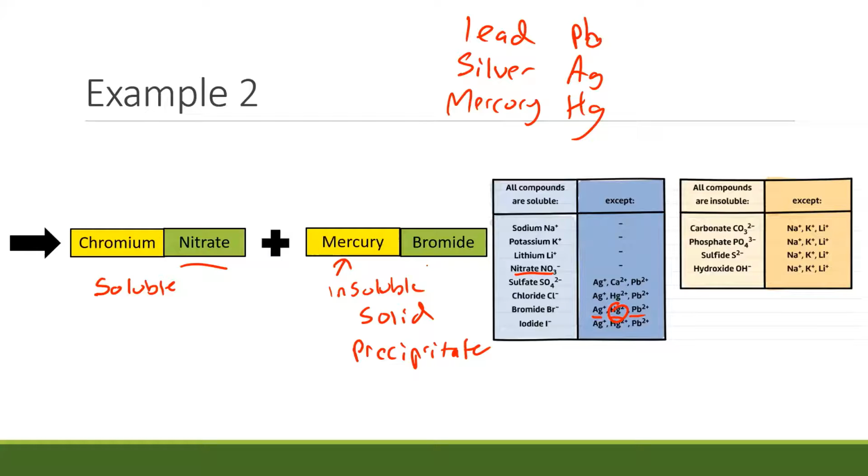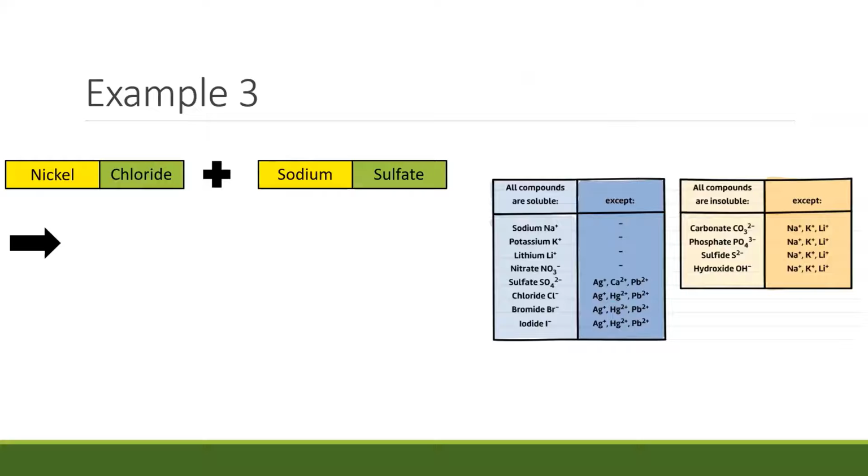Let's keep going. The next one is nickel chloride with sodium sulfate. So this is going to swap. The nickel is going to lose the chloride and it's going to gain the sulfate, whereas the sodium is going to lose the sulfate and gain the chloride, sodium chloride.